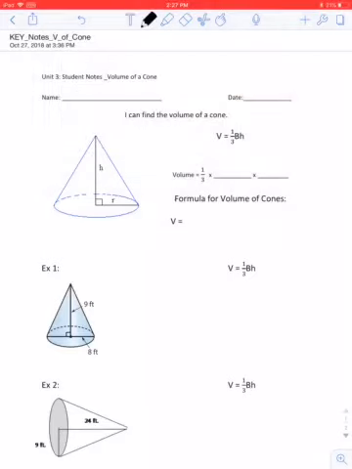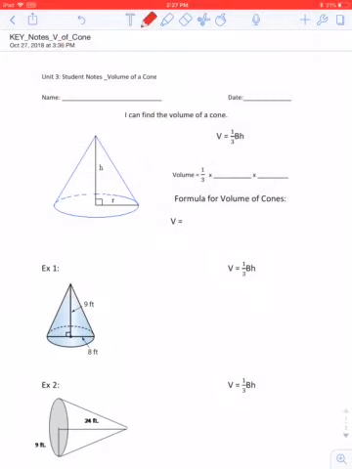The notes we're taking today are over finding the volume of a cone. Please make sure you have this note sheet in front of you and that you are following along as we're filling out these notes. So the first thing we're going to look at is the formula, and we're going to kind of break it apart.